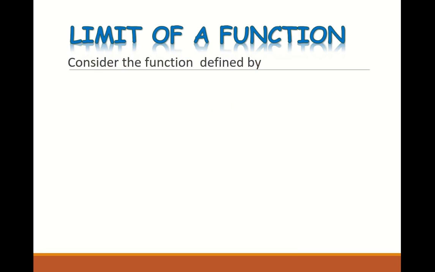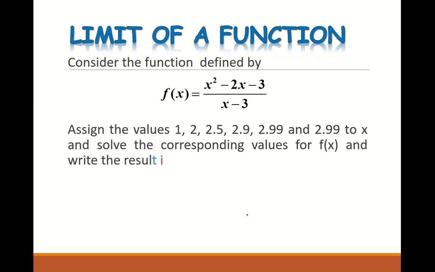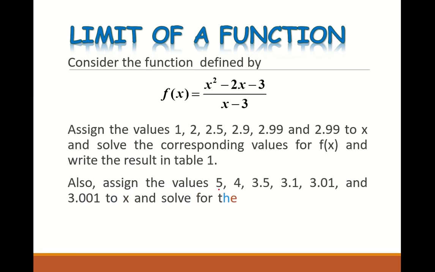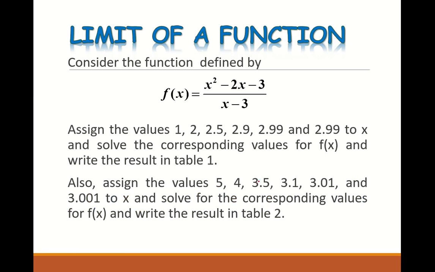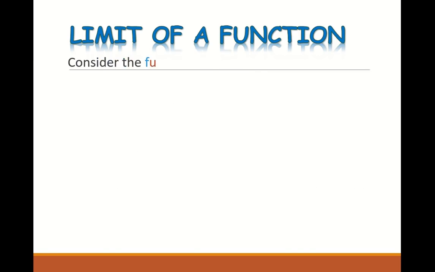Okay. Now let us consider the same function defined by this expression, and now let's assign values of x, like x equals 1, x equals 2, x equals 2.5, x equals 2.9, x equals 2.999, and x equals 2.9999, three 9s class, and solve the corresponding values for f of x and write the result in the table. And also we have to assign values like x equals 5, x equals 4, x equals 3.5, x equals 3.1, x equals 3.01, and x equals 3.001 to x, and then solve for the corresponding values for f of x, and then write the result in table 2, as shown in this table.